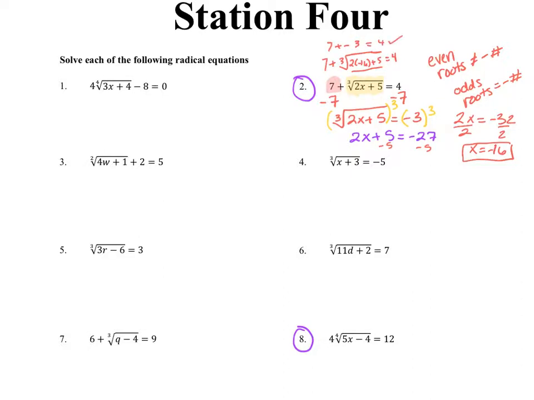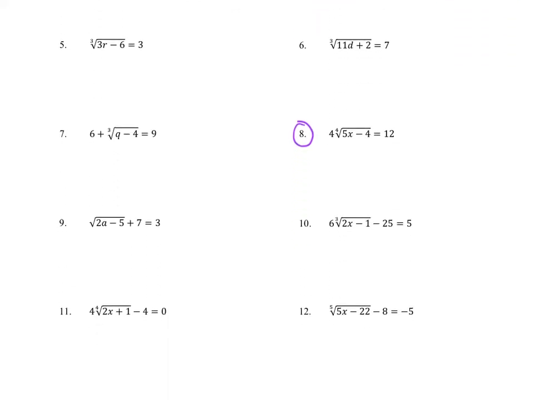Example 8 is similar, except that now we have a fourth root. So again, my goal is always to get this radical part alone. So in this case now, I need to move this 4. Well, the 4 is directly in front of the radical, which means just like when we have something like 4x, we know that 4 is multiplied by x. So I know 4 is multiplied by the fourth root. If it's multiplied, to move it to the other side, I need to divide by 4.